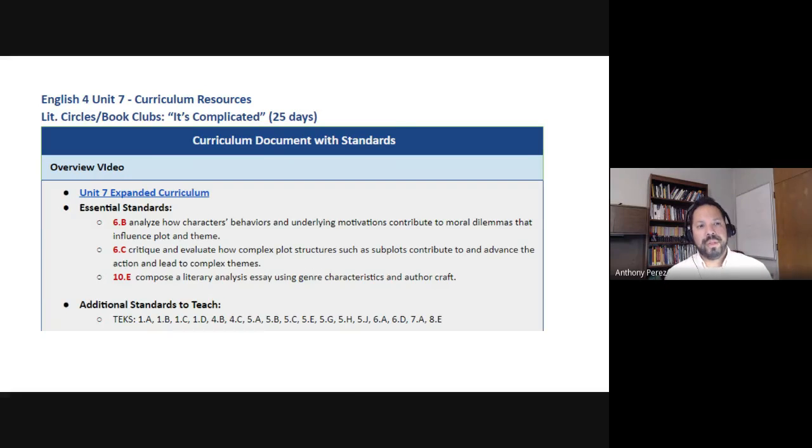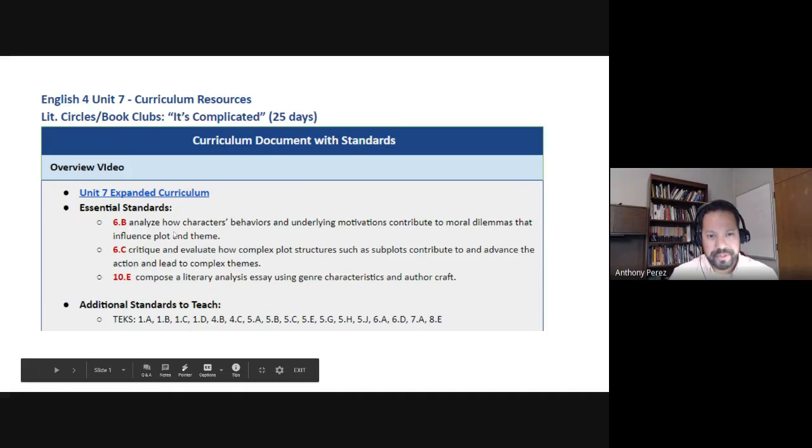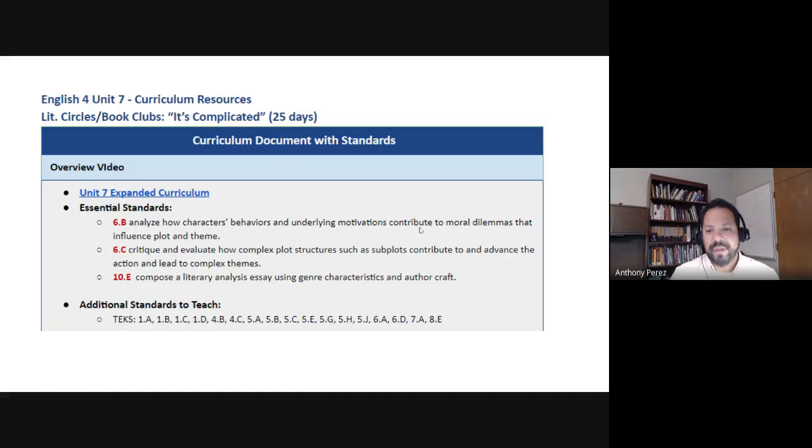And so we're going to be looking at a few different TEKS in this unit than we did in some of those other units. Specifically, analyze how characters' behaviors and underlying motivations contribute to moral dilemmas that influence plot and theme. And then critique and evaluate how complex plot structures such as subplots contribute to and advance the action and lead to complex themes.